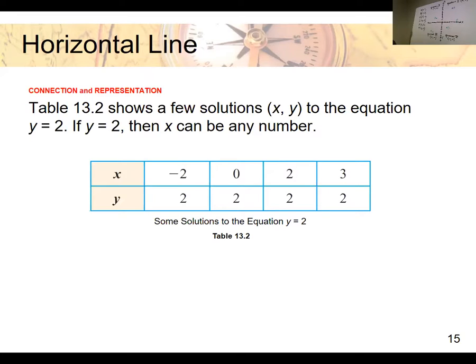So here, this is what the table looks like for that, and this is for the equation y is equal to 2. So for y being equal to 2, that means x can be any number that I choose. But for that equation, y must be equal to 2. That y coordinate has to be 2. I can choose like -2 and 0 and 2 and 3. But here y has to be equal to 2.